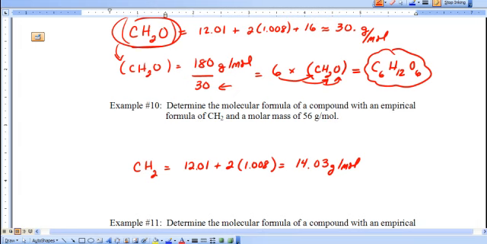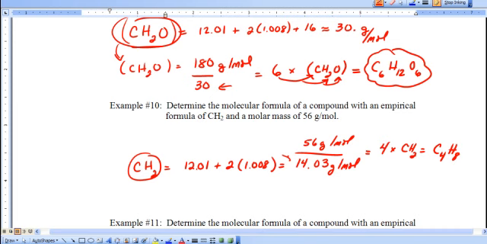Now, how many of these fit in the real compound? Well, the real compound has a mass of 56 grams per mole. So if you divide 14.03 into the 56, you're going to see that it's about 4. It's like 3 point something, but it's essentially 4. And so there are 4 of these units in the actual compound. So let's multiply that CH2 by 4, and what you get is C4H8, which I believe is some type of butene compound, is what they would call that. Put a little cloud around it.